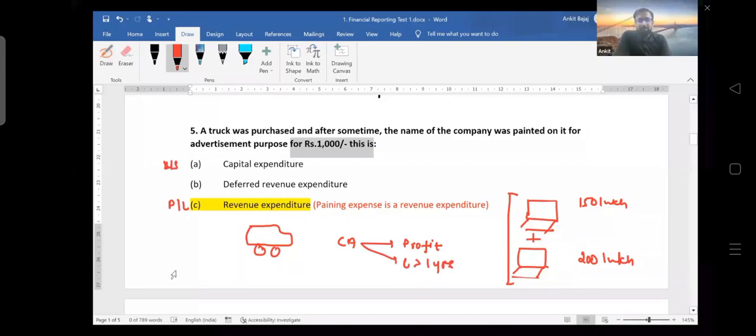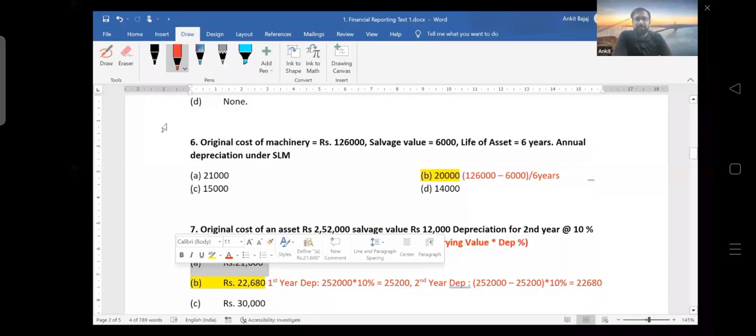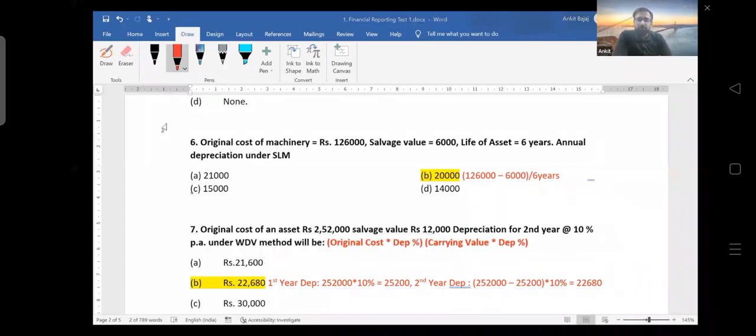Further, if you see question number 6, original cost of machinery is 1,26,000 and salvage value is 6,000. Life of asset is 6 years, and we have to find out the annual depreciation under SLM. What is going to be the annual depreciation? I will be discussing deferred revenue, wait for some time. Definitely, I will be discussing deferred revenue.